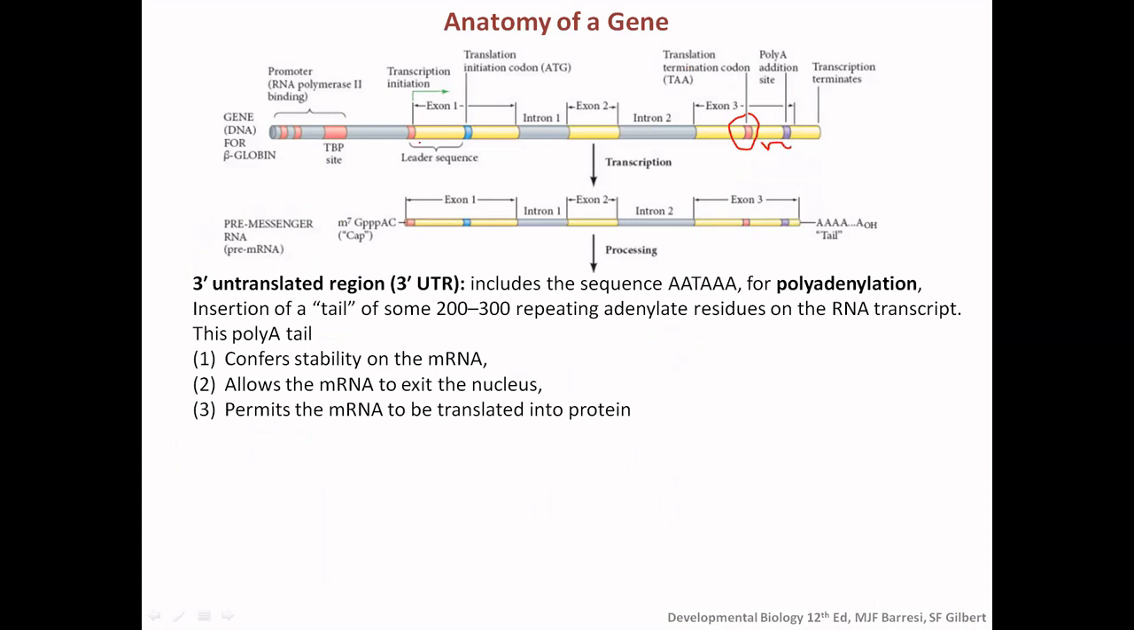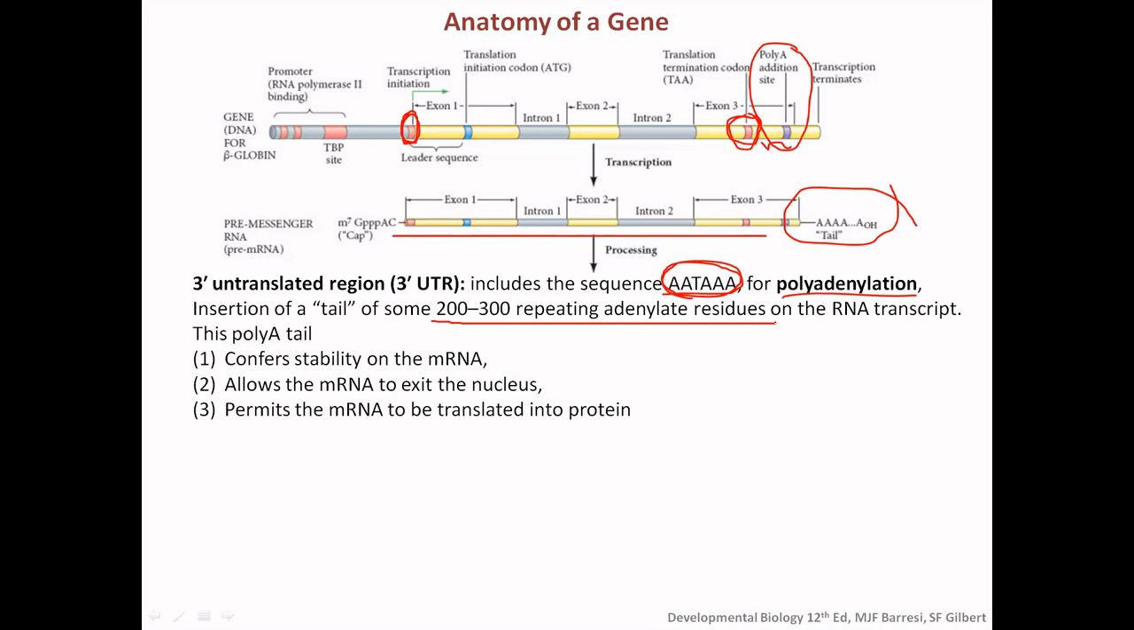Like that, we have the 5' untranslated region here. This is the cap, right? The 5' untranslated region. Like that, there is the 3' untranslated region that includes the sequence AATAAA in the repeating one, and this is also called the polyadenylation site. We can see that after the transcription there is a poly A tail. This is the polyadenylation site. This is the 3' untranslated region. It almost constitutes 200 to 300 repeating adenylate residues like this.